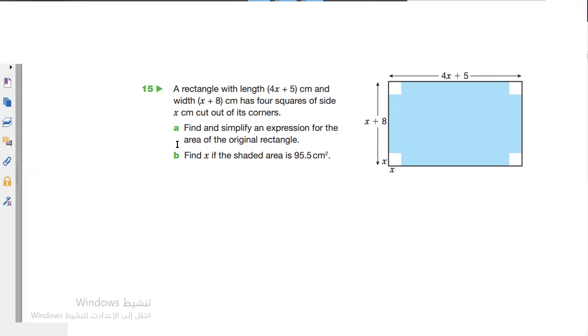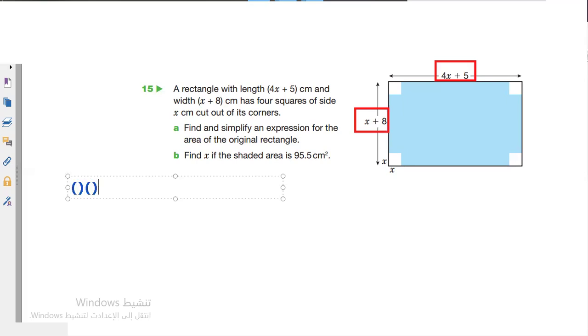Okay, so here, the area of the rectangle is what? The area of the rectangle is width times length. Yes, width times length. So this is the width, this is the length. It means I'm going to multiply them by each other and simplify it, okay? So first, let's do this.